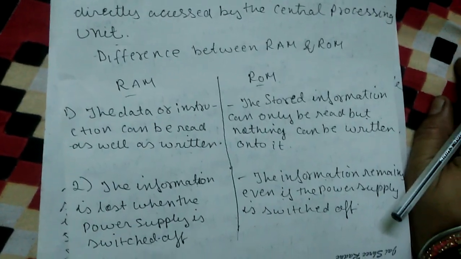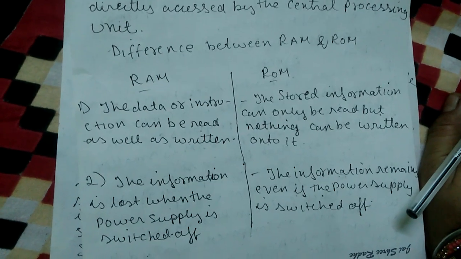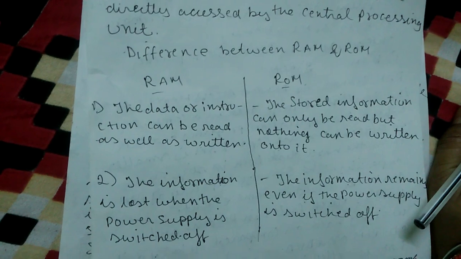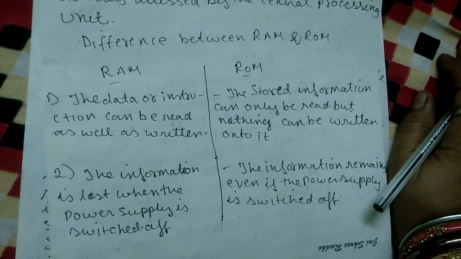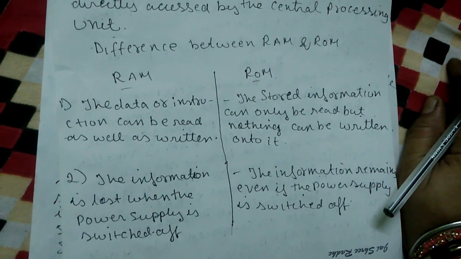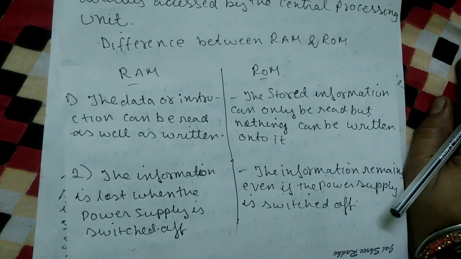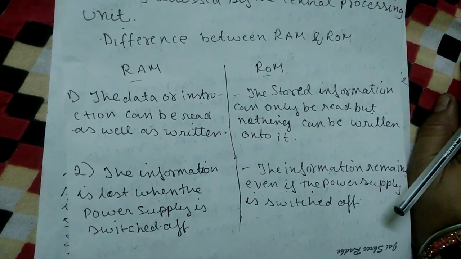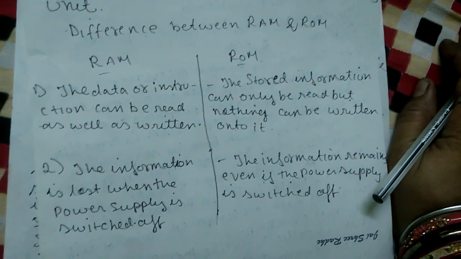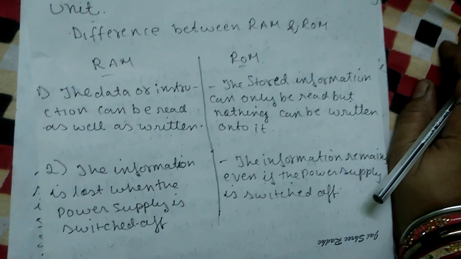So, once again, I am repeating, what's the difference between RAM and ROM. In RAM, the data or the instructions can be read as well as written onto it, but in ROM, the stored information can only be read but nothing can be written onto it. In RAM, the information is lost when the power supply is switched off. In ROM, the information remains even if the power supply is switched off.